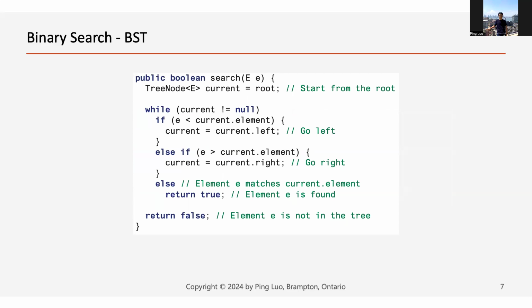We just compare the current node with the element we are searching for. If it's smaller, we check the left side. If it's larger than the current node, we check the right side. Otherwise, which means the element equals the current node, we can just return true, we found it. If not, we didn't find it. So we can just use this way, search left, search right, to find that element.